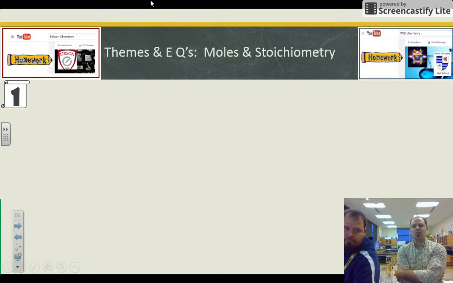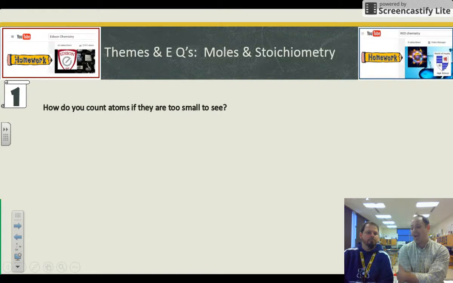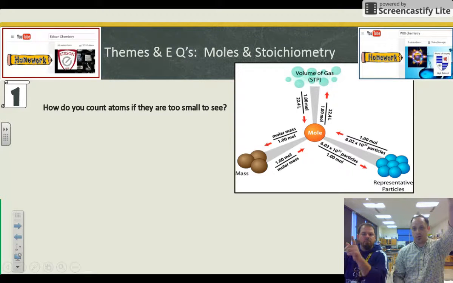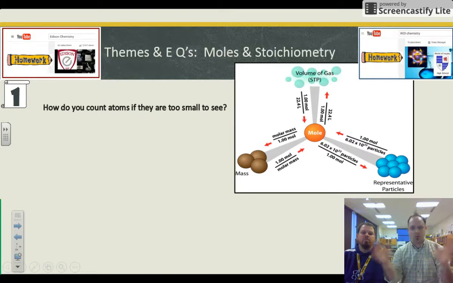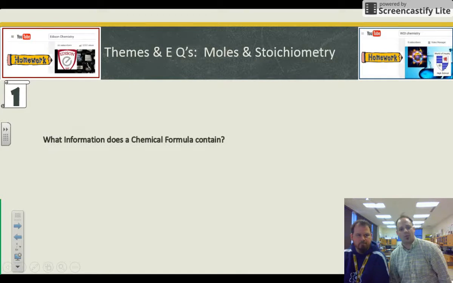So we've got some essential questions we've got to deal with. Okay, so here they are. How do you count atoms if they're too small to see? Moles will help us with that. There's a little picture about what moles will help us do. Moles are in the middle, so I can get from particles, volume, mass, all that stuff. That's what we're talking about this unit. Let's keep it rolling, converting back and forth.